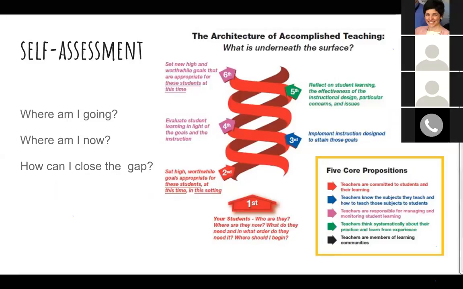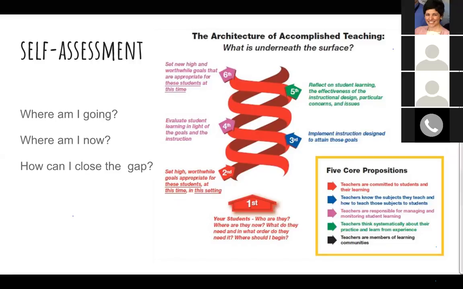After you know who your students are, you are setting high, worthwhile goals appropriate for these students at this time in this setting. And this other side of the helix, I think it doesn't actually say it on here, kind of represents your student. That's where the whole self-assessment comes into play, because they need to be on this journey with you. When you're setting high goals for your students, they need to know what they are too. That's where learning targets and all of those kinds of things come into play. Your students need to know what's going on too.